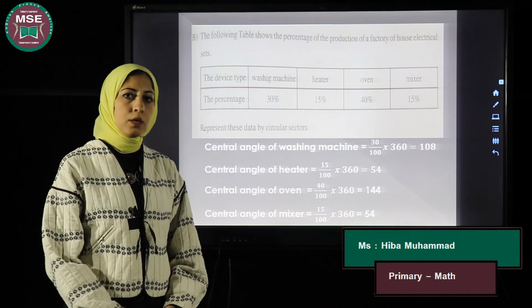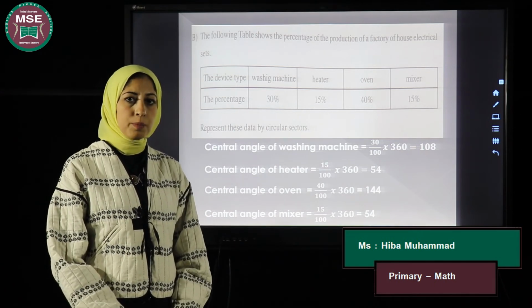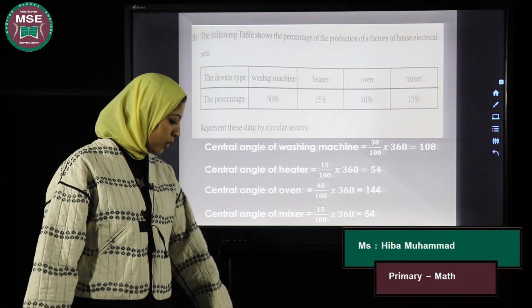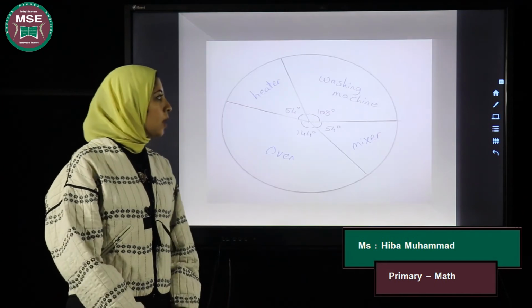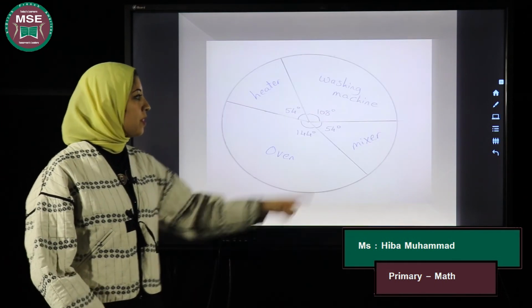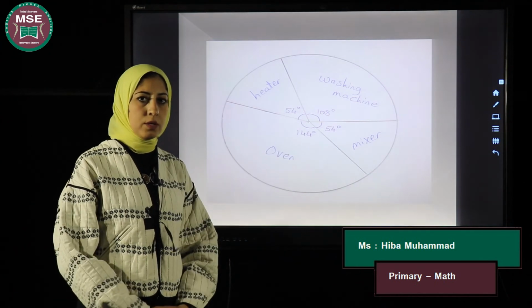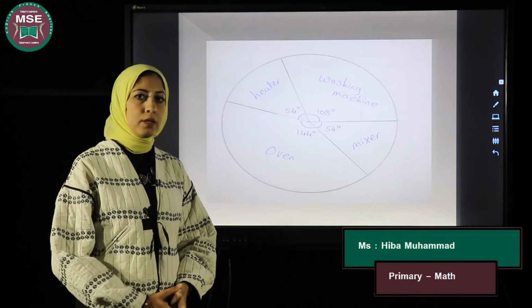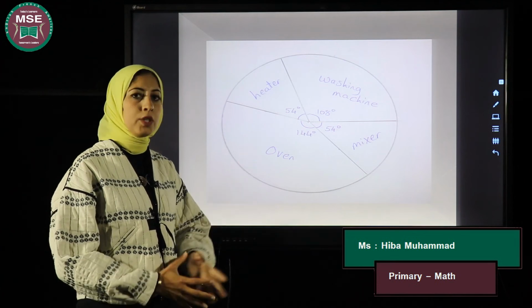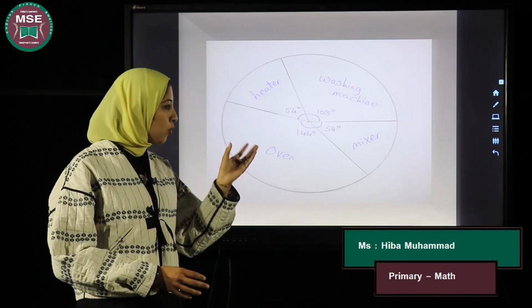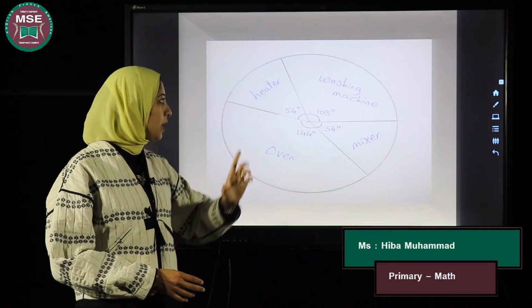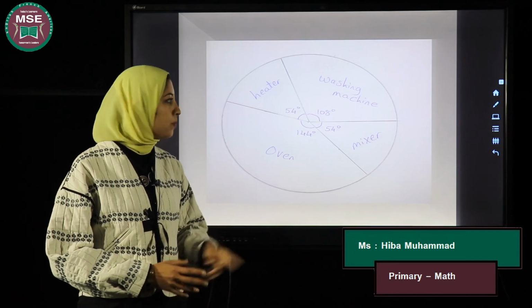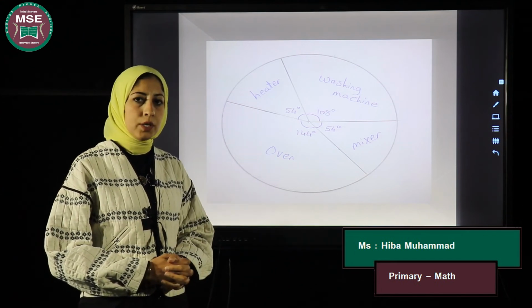To draw this, I will first use the compass to draw our circle, our pie chart. I will draw the circle, then I will draw a radius inside it. Okay, the first angle I have is 108. I will draw the first one, 108. Then remove the protractor, make a new base, okay, to draw the heater. Draw the heater on 54 degree.